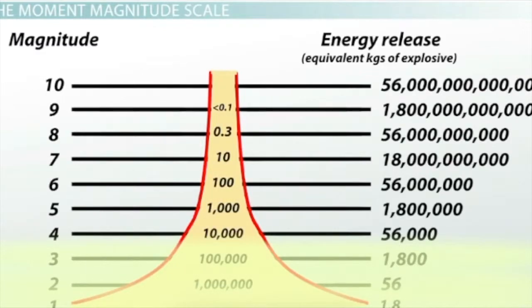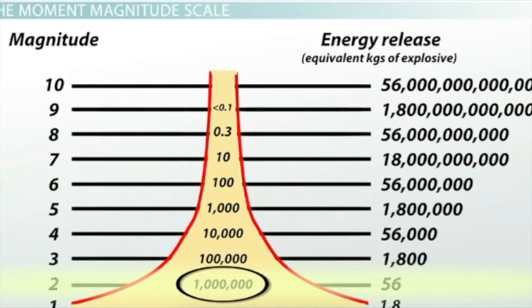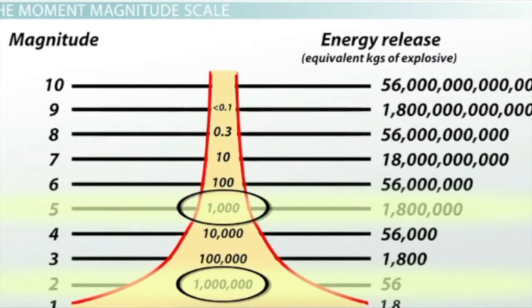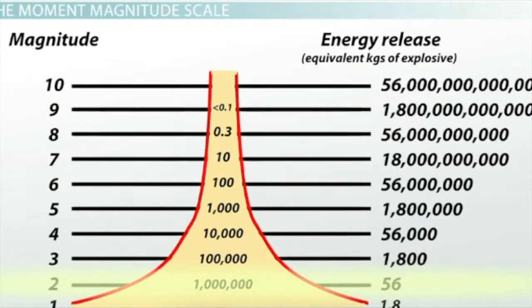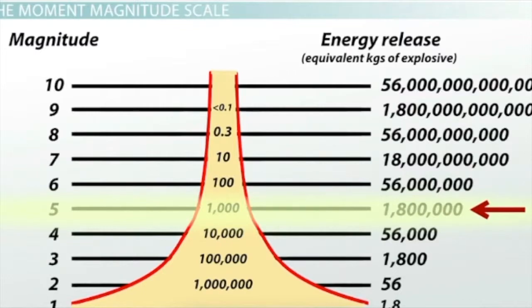fall on the scale. About 1 million magnitude 2 earthquakes occur each year, compared with only about 1,000 magnitude 5 quakes. Magnitude 10 earthquakes are extremely rare, occurring less than once a year. Considering that the energy release of a magnitude 2 quake is equal to about 50 kilograms of explosive, while a magnitude 5 releases energy equivalent to 1,800,000 kilograms, we should be very thankful that they are so infrequent.